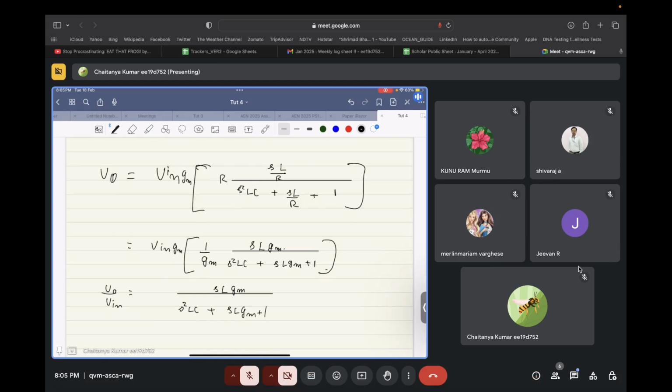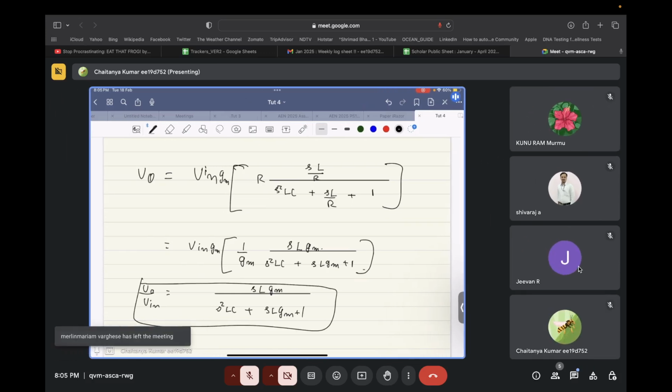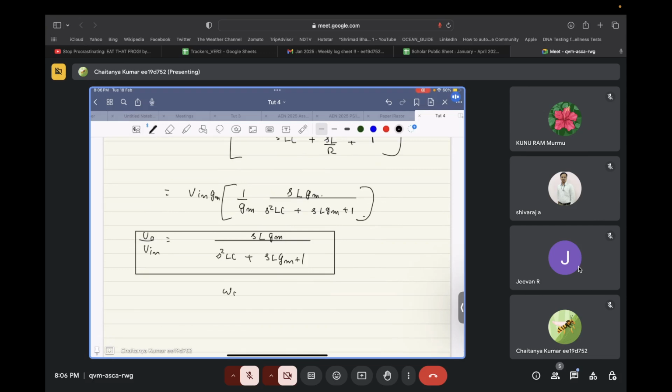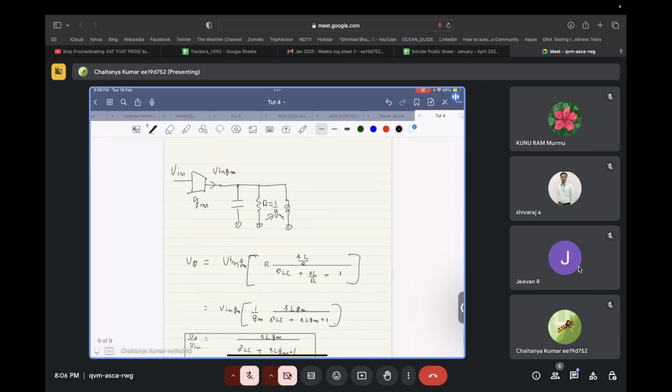Again, this is a band pass transfer function. A transfer function in this form is always a band pass transfer function. In this band pass transfer function, your resonant frequency was 1 by square root LC, and other terms we can calculate. Now again, how do we emulate this inductor?